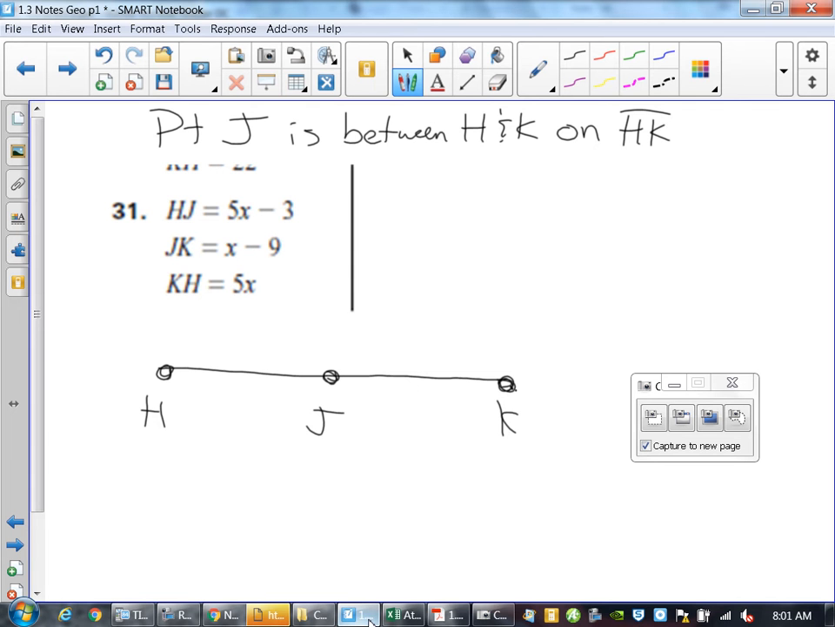So by filling in the blanks here, we had 5x minus 3, x minus 9, and the whole thing is 5x. And now it falls back to that good old-fashioned segment addition, where you have two smaller segments that have to add up to equal a larger one.